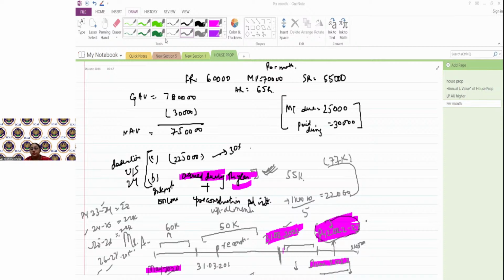If a person did not claim the interest, so can he claim it altogether? You can say no, because it's strictly given that assessee will be allowed a deduction on account of pre-construction interest, which is 1/5 of the accumulated interest for the pre-construction period from the year in which the construction is completed.